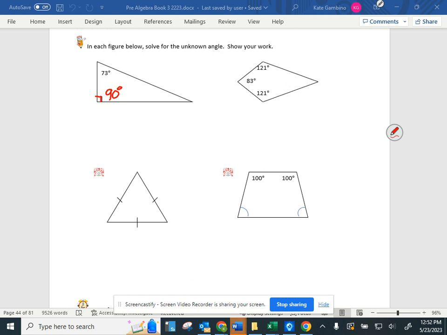I only have 2 angles listed here. It's a quadrilateral. There's 4 angles. How am I supposed to find 2 missing angles? What's that mean, Jonas? This one. I have 100 degrees and 100 degrees. How would I find my missing angles?